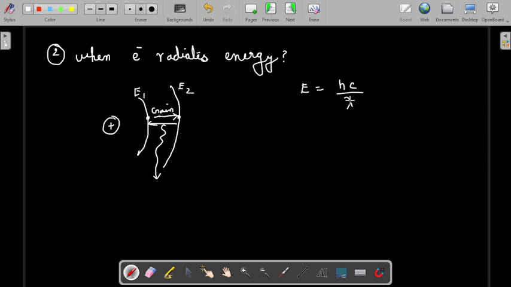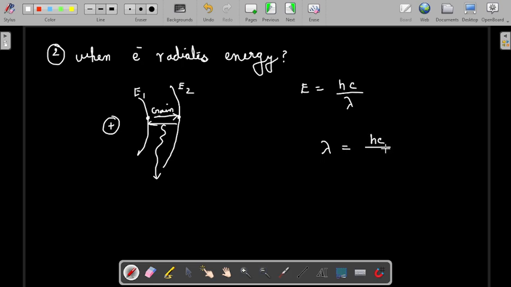So this is the formula, Hc divided by lambda, which the equation suggests whenever there is a transition of an electron from one energy state to another energy state. This is resembled in the energy equation, E is equal to Hc divided by lambda. So we can even find out the wavelength at which the energy is radiating.